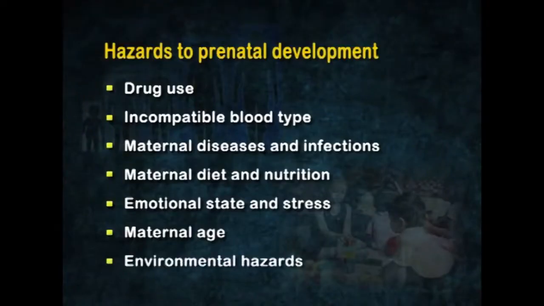Then next come the environmental hazards. Some specific hazards to the embryo or the fetus include radiation, toxic waste and other chemical pollutants. Among the dangerous pollutants are carbon monoxide, mercury and lead, as well as certain fertilizers and pesticides. So, these are some of the common hazards that can happen during prenatal development.